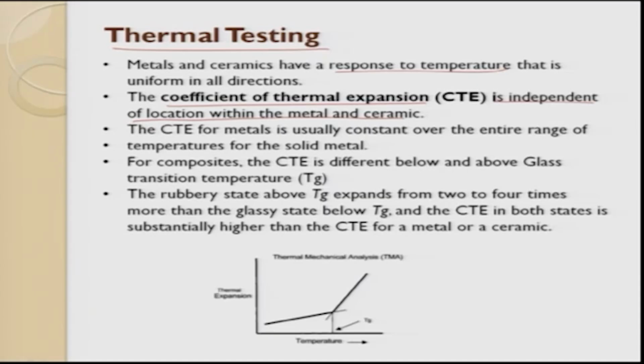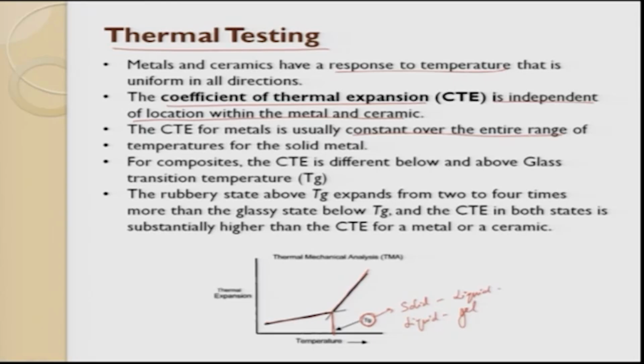The coefficient of thermal expansion is usually constant over the entire range for a solid, but when you take a polymer, you can see there is thermal expansion happening, and then you will have a two-slope curve, and when these two slopes intersect, it is called the glass transition temperature. This glass transition temperature will try to make a solid into a liquid or a liquid into a gel.